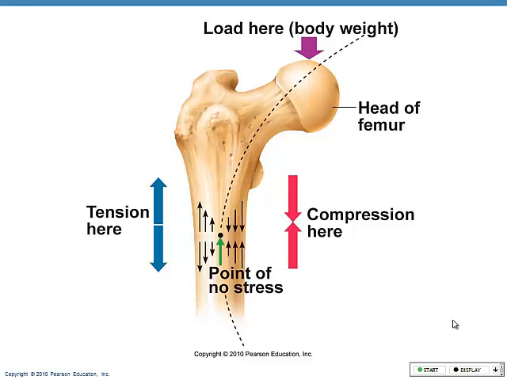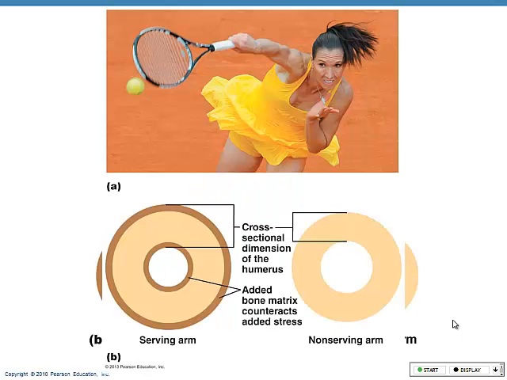Wolff's Law explains the featureless bones of the fetus. Don't worry about that. Hormonal control is very important in remodeling. And again, parathyroid hormone, calcitonin.